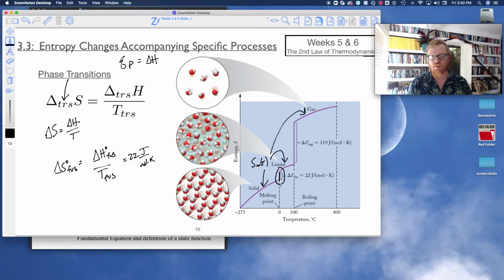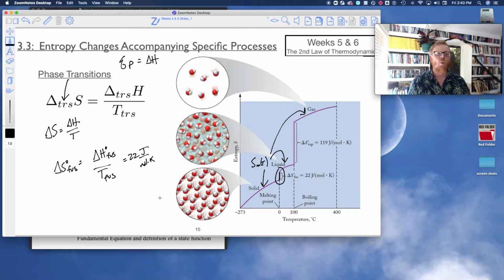For going from a solid to liquid, you can see going from a liquid to a gas, it's much, much bigger, which is not that surprising because there are far more microstates to describe a gas than there are that describe a liquid or a solid. So it's to be expected that there is a much bigger entropy change associated with going from a liquid to a gas versus going from a solid to a liquid.